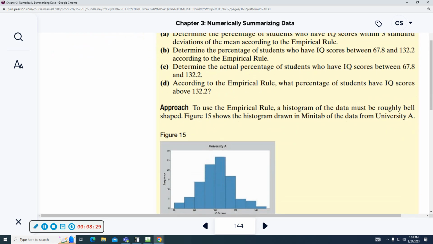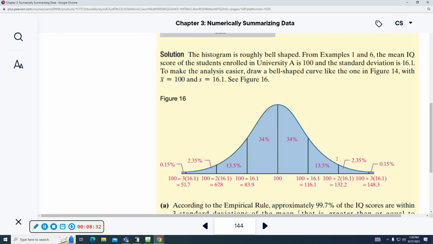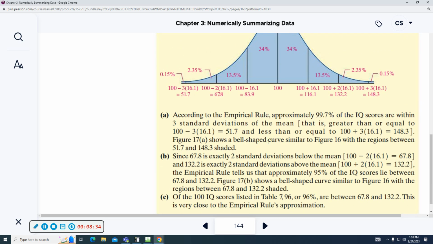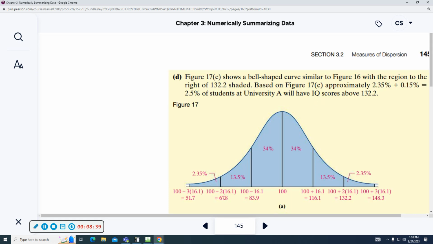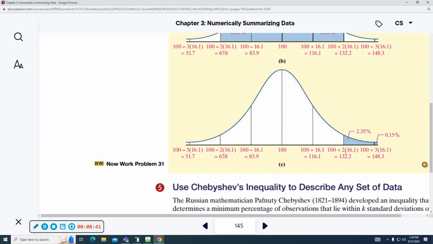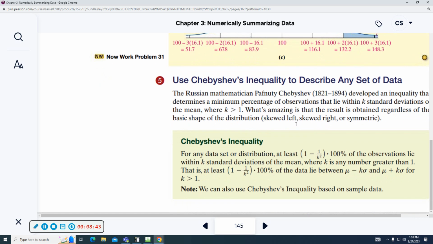All right, so here's just some more examples in how it would be used in a problem scenario. Again, some more examples telling you greater than. So now we also have Chebyshev's theorem. Chebyshev's theorem is more of a rough estimate of any distribution, any shape. It doesn't have to be bell shape like the empirical rule. So any distribution, any shape will follow this for Chebyshev's theorem.